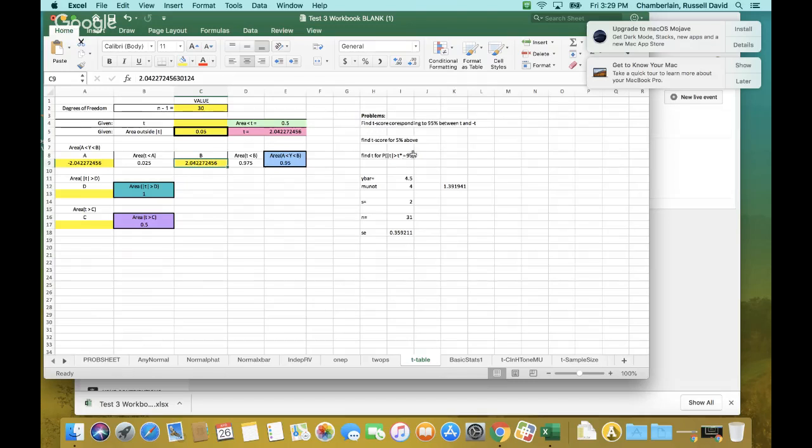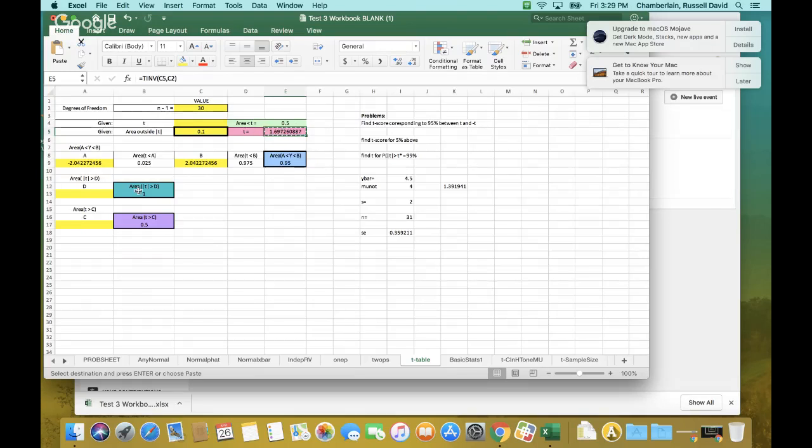So let's keep going. So that was the 95% between stuff. What about 5% above? So if I want 5% above, and the only thing I have is area outside t, what I'm actually going to type here is 10%, right? Because if I need the cutoff for 5% above, that corresponds to area outside 5 above, 5 below. And that'll get me my plus and minus t values here. And there's the one I need.